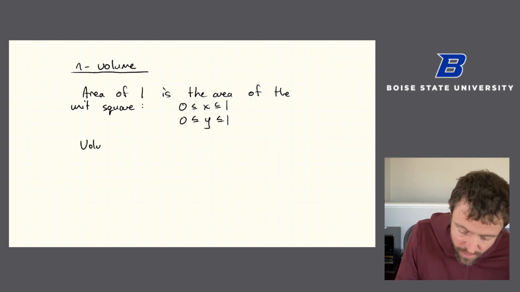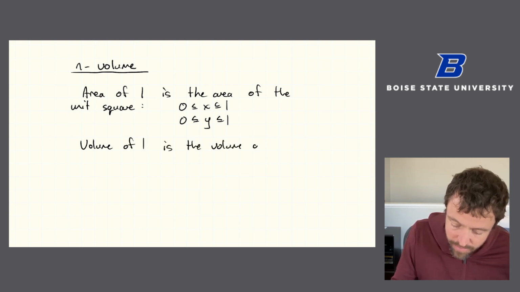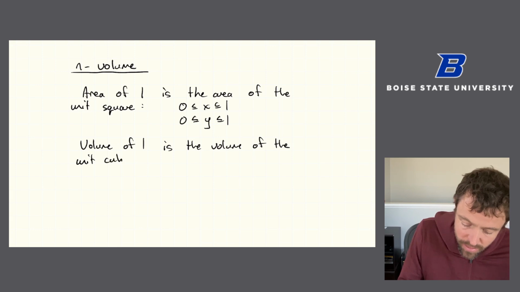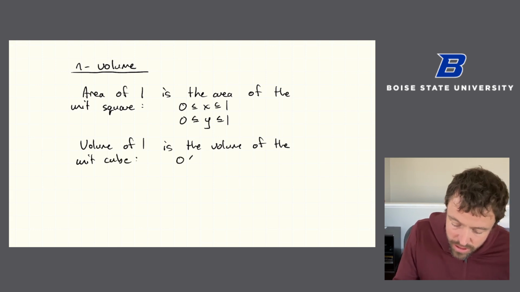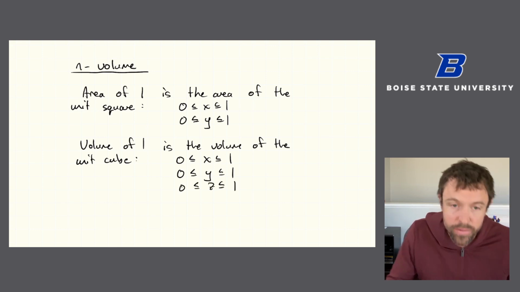And then a volume of 1 is the volume of the unit cube. And the unit cube is just all points whose x, y, and z values are between 0 and 1.